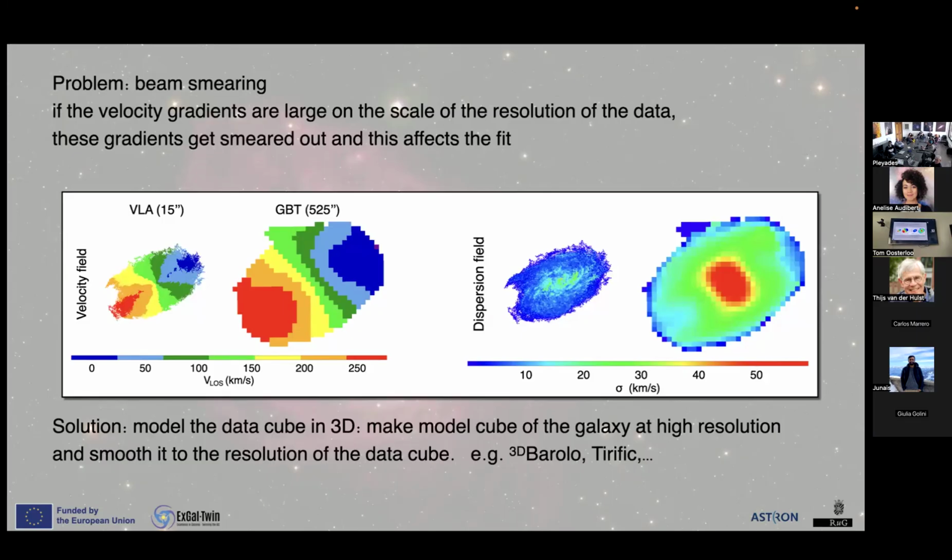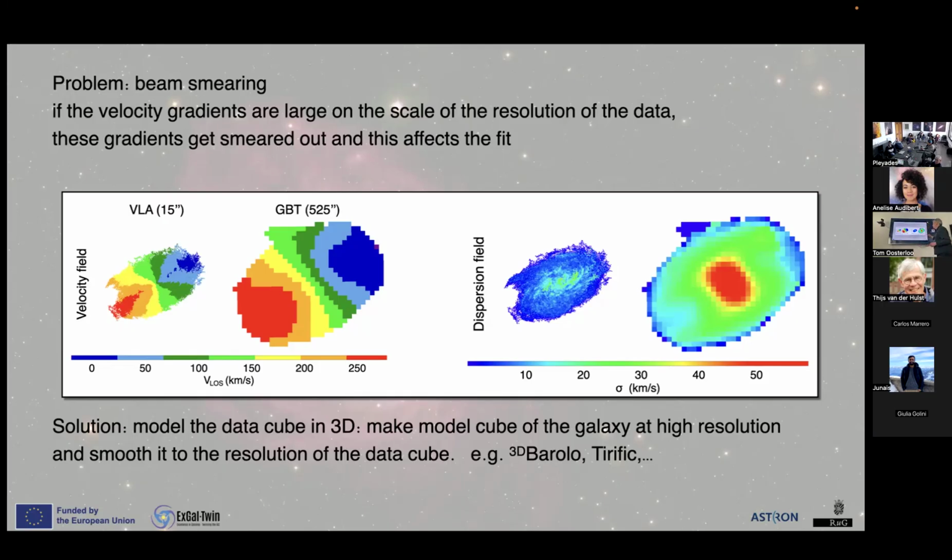The problem of beam smearing. So this is an example. This is NGC 2403. This is as observed, the H1 velocity field, as observed with the VLA, with a resolution of 15 arc seconds. So taking that data, this is how it would look if you would observe with a single dish, the GBT, with a resolution of almost 10 arc minutes. And you see all these velocity gradients, and of course the galaxy gets bigger because the beam smears it out to a larger area. But you also see that here the velocity gradients get smeared out. And the gradient here is much sharper than in this region.